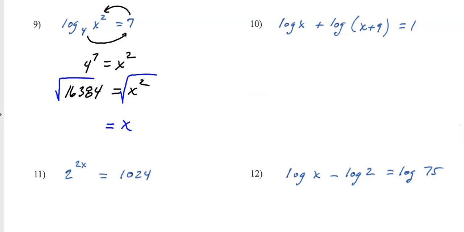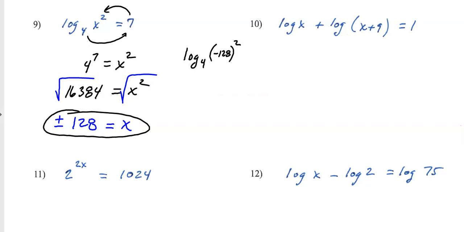X equals positive or negative. Looks like 128. Now this one's a little tricky because when I plug negative 128 in, I think that it'll work, because if I punch in log base 4, and then I put my negative 128 in here and square it, it's going to be a positive number. So I think they both work, but I'm going to have to double check a little bit on that negative one. I could be wrong on a technicality, but we'll see.